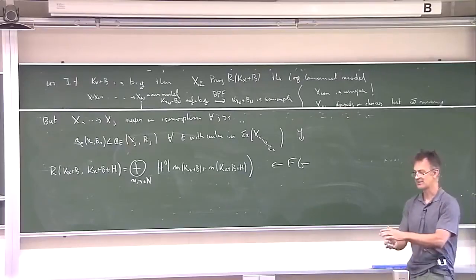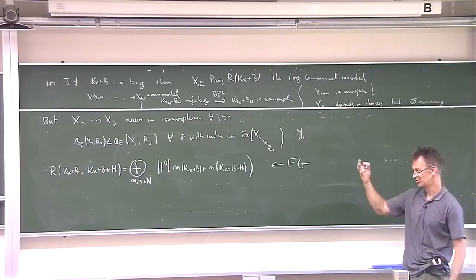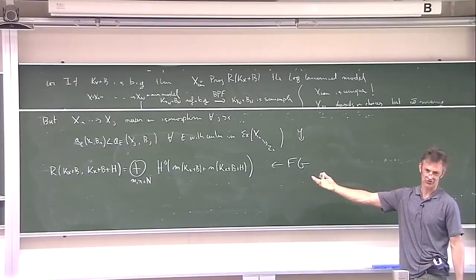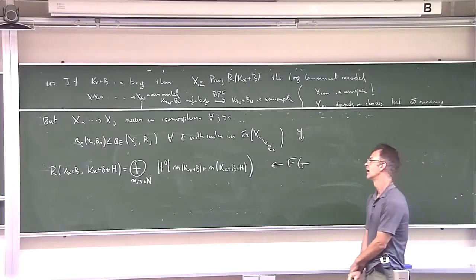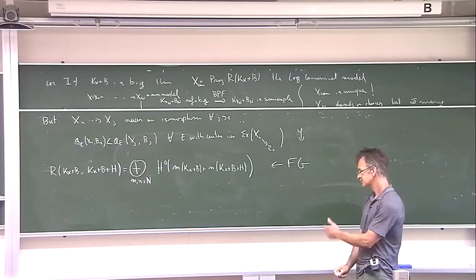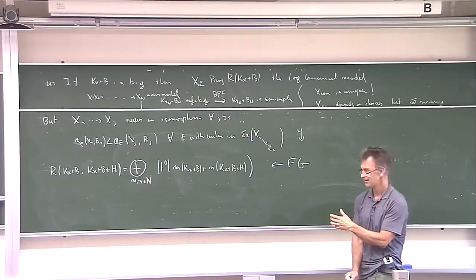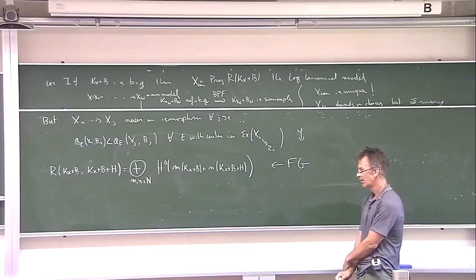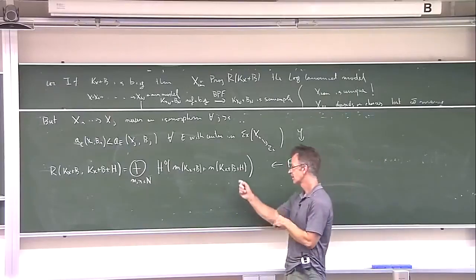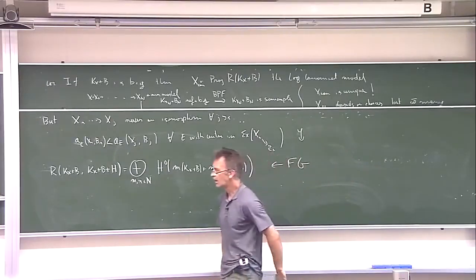You can construct some n+1 dimensional variety whose log canonical ring corresponds to this object. So is this still KLT? I mean, x, b plus h. So kx plus b plus h.